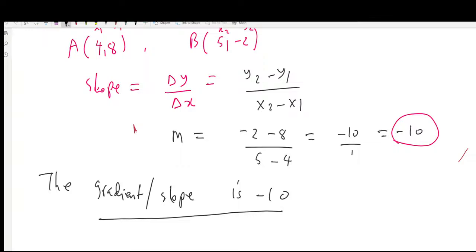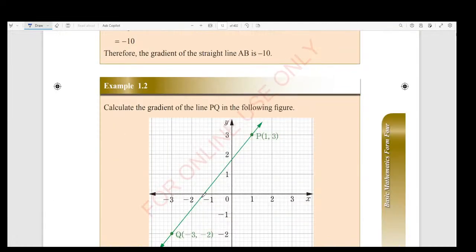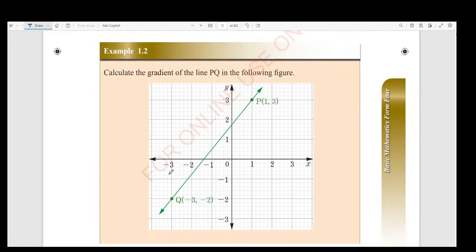So as I told you, being given 2 points, you are always in position to calculate the gradient of a given line. You can be given also a question like this one here. Let us dive into this example. Calculate the gradient of line PQ. So how do we find the gradient of line PQ?